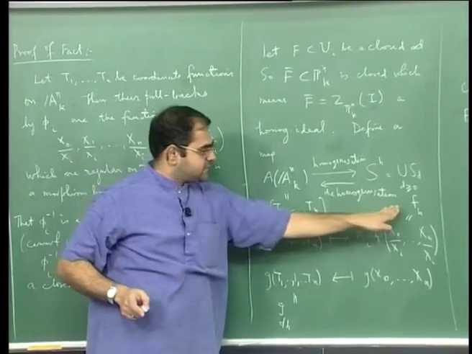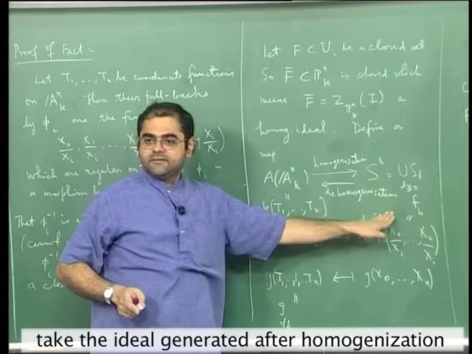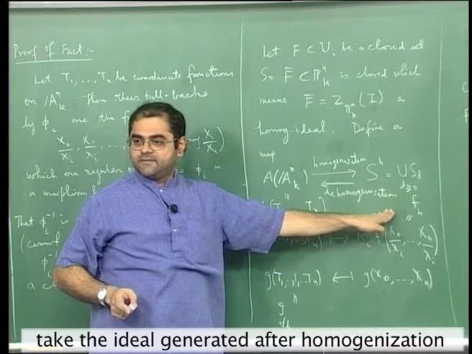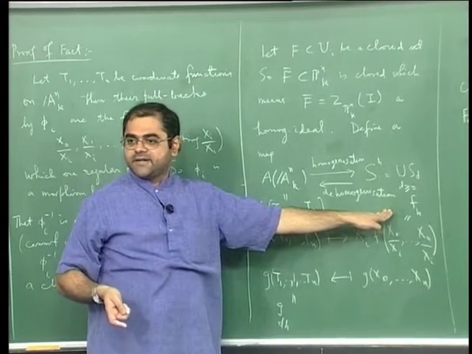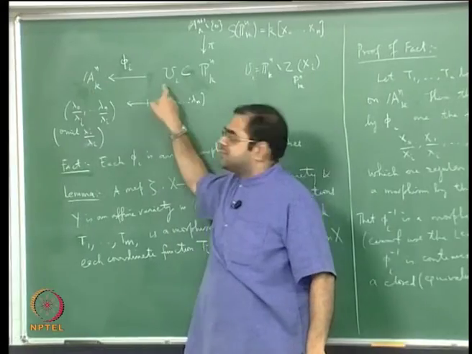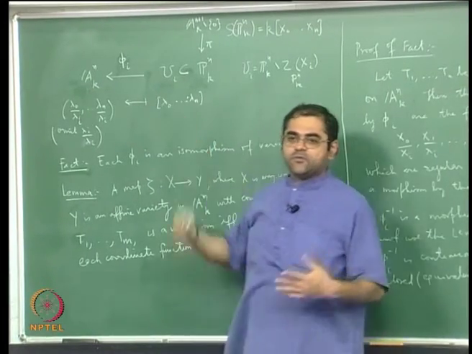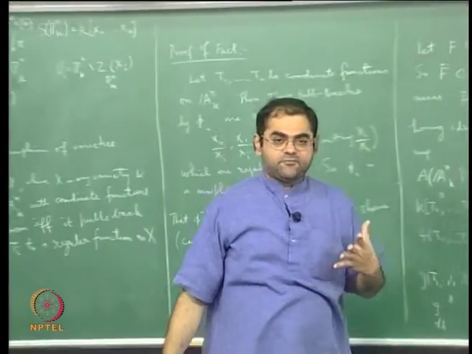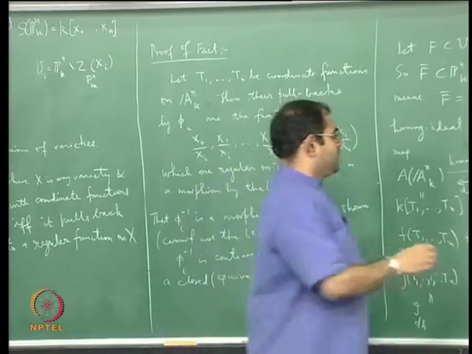and simply homogenize it. I will get a homogeneous ideal, and the zero set of that homogeneous ideal is going to give me a closed subset of Pn. If I intersect it with Ui, that is going to be the image of this closed set under phi inverse, and that's how you check that phi inverse is closed. Okay, so let me write that also.